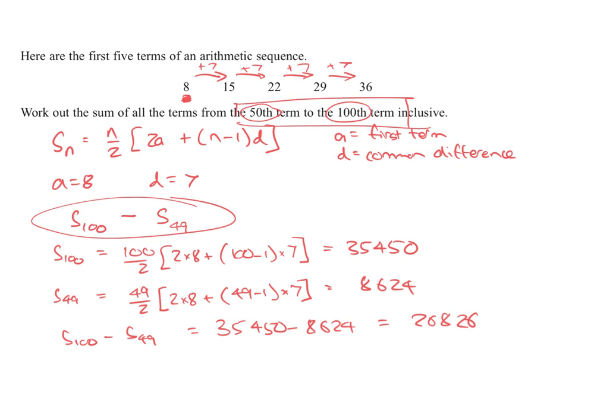I get 1 mark for writing down both values of a and d. Working out either S to 100 or S to 49, I'm going to get my next mark. Showing the difference between them gets me my 3rd, and then just writing that answer gets me the 4th. It's a really nice question to get in the exam.